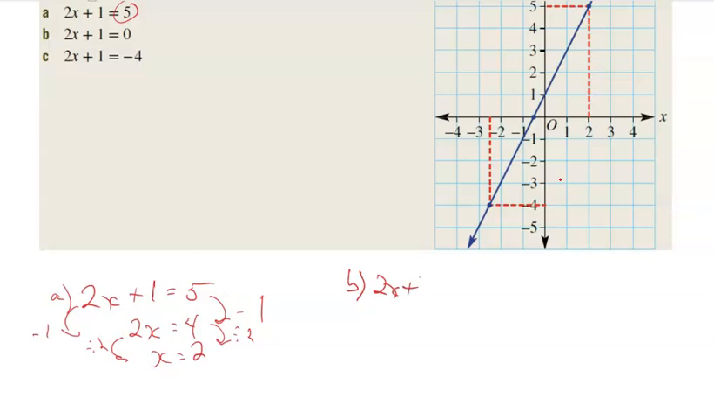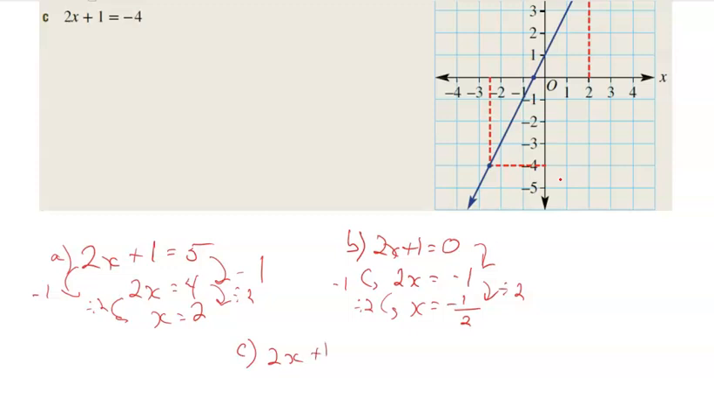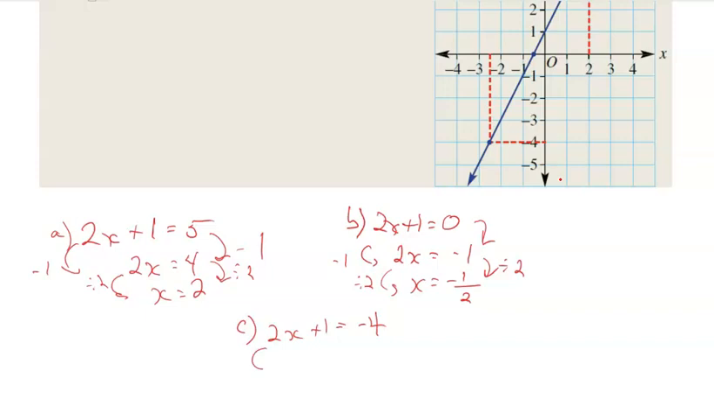For B, we have 2x plus 1 equals 0. That's when y is 0, and that's going to be interesting in the future. Again, we get to 2x by subtracting 1 from both sides, and then we divide by 2, which gives us x is negative 1/2. Yes, it can happen. For C, we've got 2x plus 1 equals negative 4. If we subtract 1 from each side, we get 2x is equal to negative 5, because negative 4 minus 1 is like saying negative 4 plus negative 1. Divide by 2 on both sides, and that's negative 5 over 2.